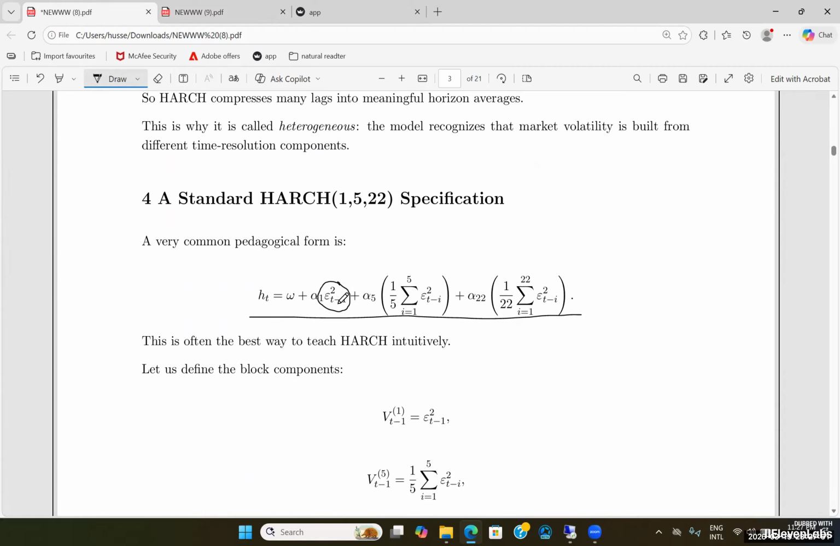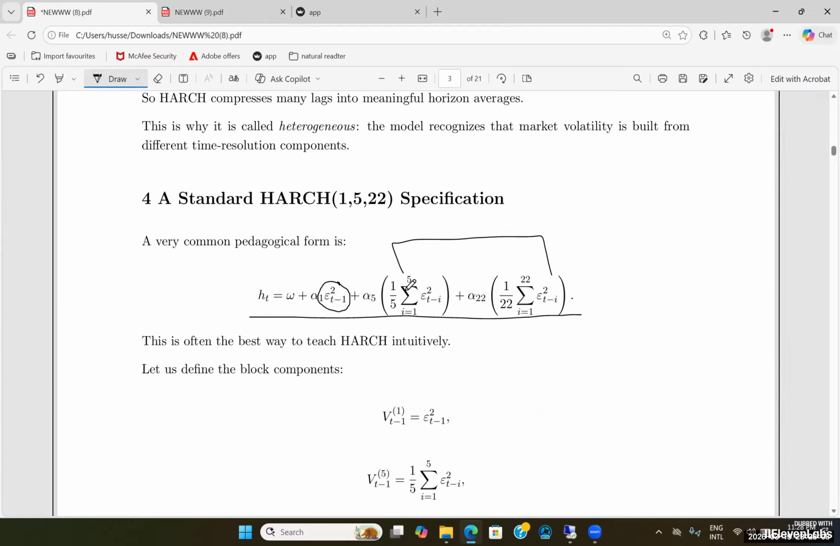And naturally, each error term must be squared, since our focus lies on understanding the volatility, or more precisely, the variance. And the variance itself is inherently a squared term. So this particular model we are discussing now is known as the HARCH. This represents a significant new concept we're introducing.